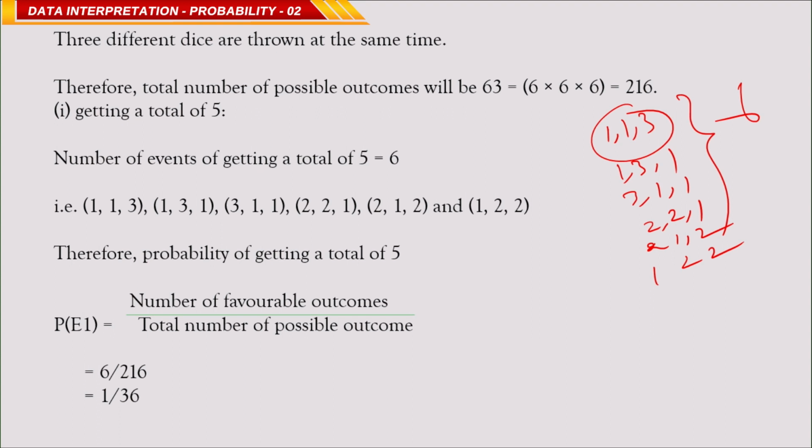So the favorable outcomes are 6 and the total number of possible outcomes is 216. So it is 6 by 216, 6 ones are 6, 6 thirties are 180, so the answer is 1 by 36. This is very important.